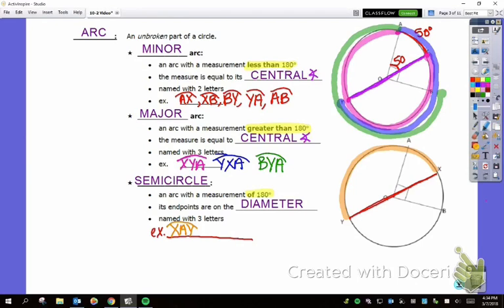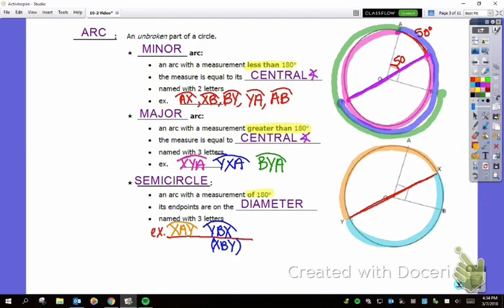And then your other semicircle is going to go this direction from endpoint to endpoint on that diameter. And so here we have XBY, or you could have YBX. Either way would work. YBX is the same thing as XBY. Either one would work.